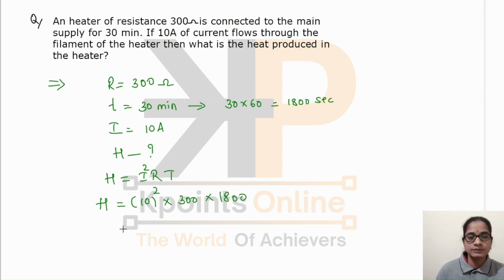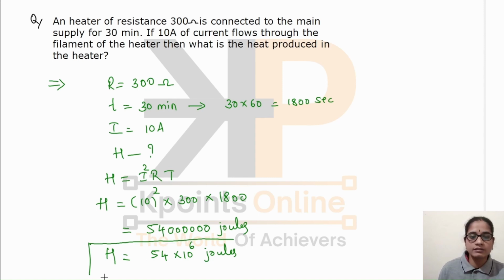1800 seconds. So it is equal to 18 3s are 54. How many zeros are there? 1, 2, 3, 4, 5, 6 joules. We can also write it as 54 into 10 raised to 6 joules. This is the heat produced in the heater.